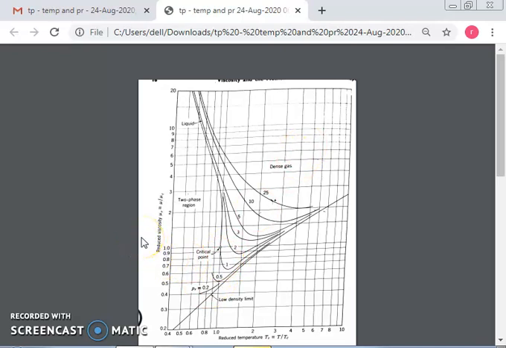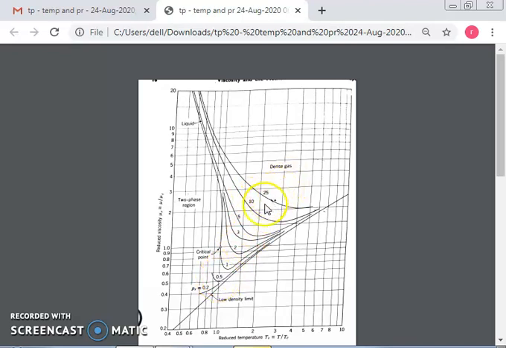So actually, what is reduced viscosity? It is the ratio of the viscosity of gas at a given temperature and pressure divided by the viscosity at critical condition. That is, the equation will be mu r is equal to mu by mu c, and the reduced temperature equation is Tr is equal to T by Tc. This Tc is the critical temperature and this T is the given temperature. So the parameter varying here is pressure.